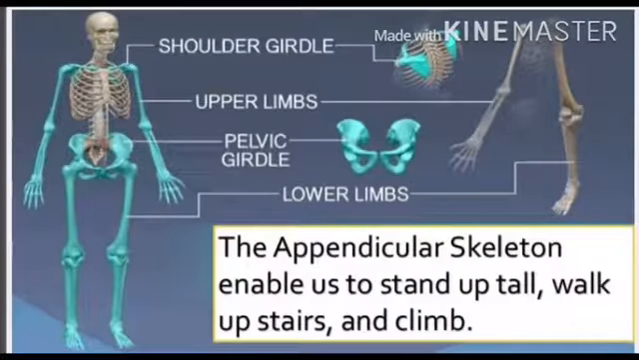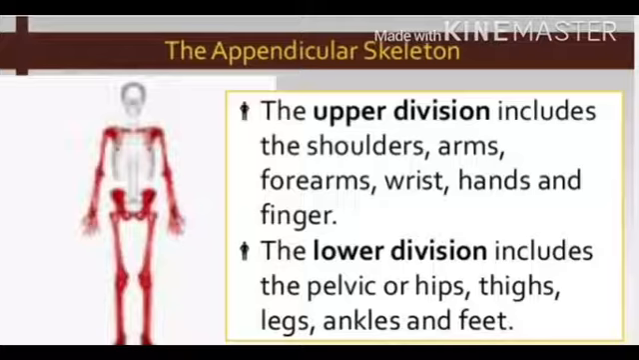Now see the shoulder girdle, upper limbs, pelvic girdle and lower limbs. The appendicular skeleton enables us to stand up tall, walk, go upstairs and climb. Now the appendicular skeleton. The upper division includes shoulder, arm, forearm, wrist, hand and fingers. The lower division includes the pelvis or hip, thighs, legs, ankles and feet.